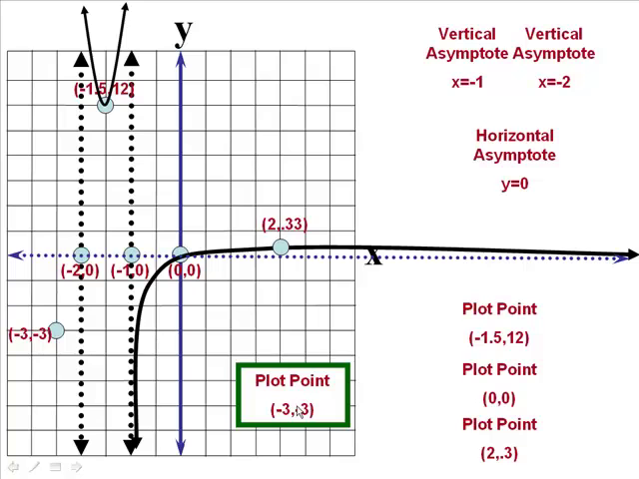Now, one more point. We're going to plot the point negative 3, negative 3. That tells me we're down here, and we're going to approach this asymptote, and we're going to approach this asymptote. So there is the graph of the function.